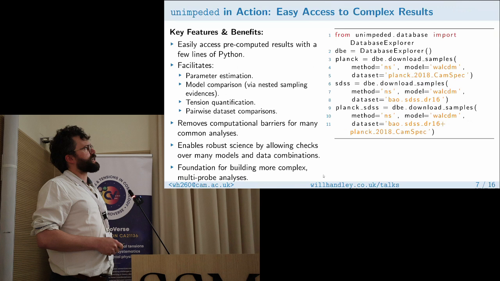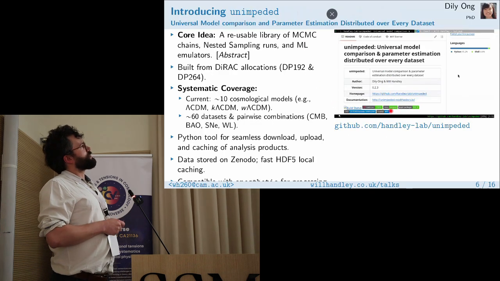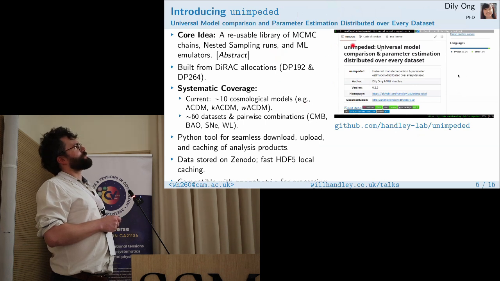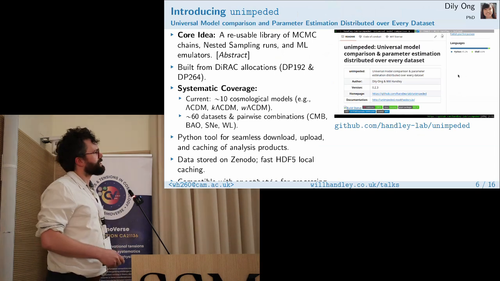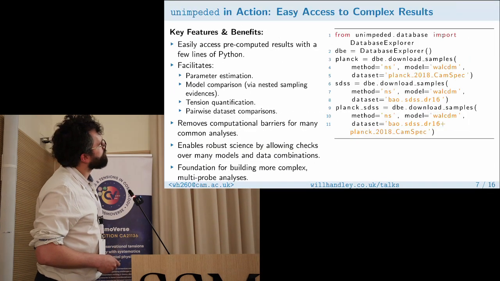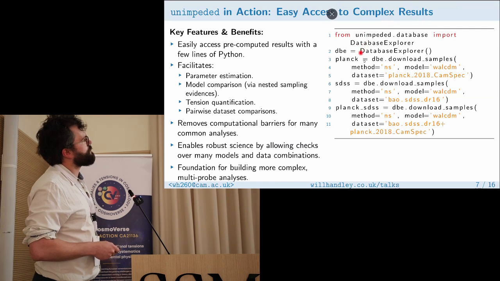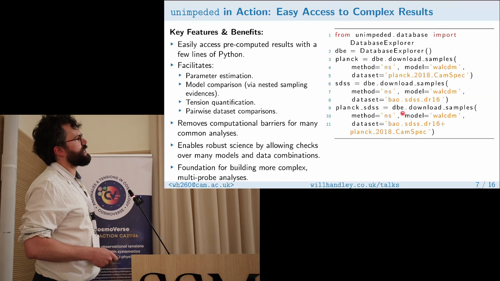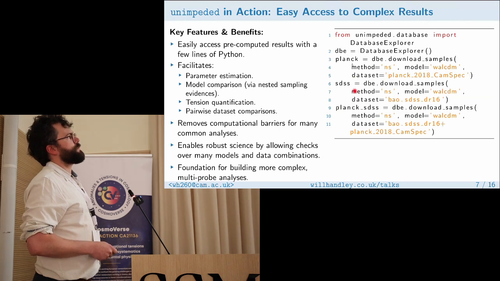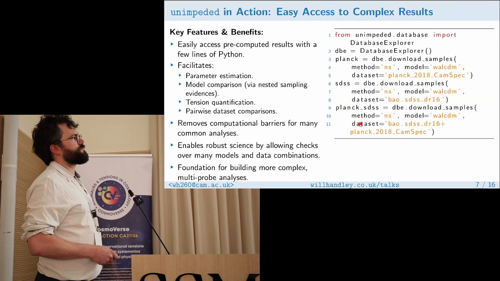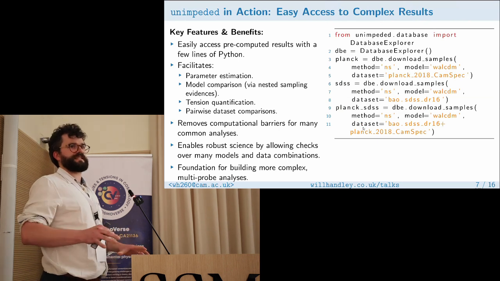In terms of what this roughly looks like at the moment, you install unimpeded, which stands for universal model comparison and parameter estimation distributed over every data set, and I made that artisanally before large language models. Okay, so here you would have your database explorer and be able to download samples, so Planck, SDSS, which corresponds to the SDSS DR16 baryon acoustic oscillation data, and their combinations. This is where you can get nested sampling for the individual data sets and for the combination of them run in turn, which is what you need in order to compare tensions in a Bayesian way.